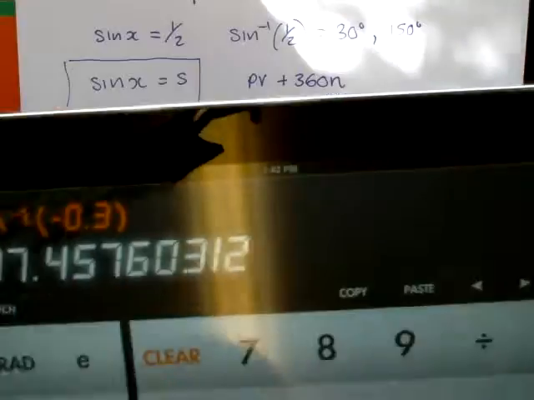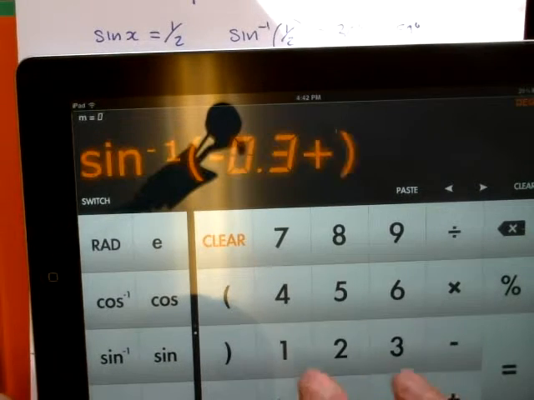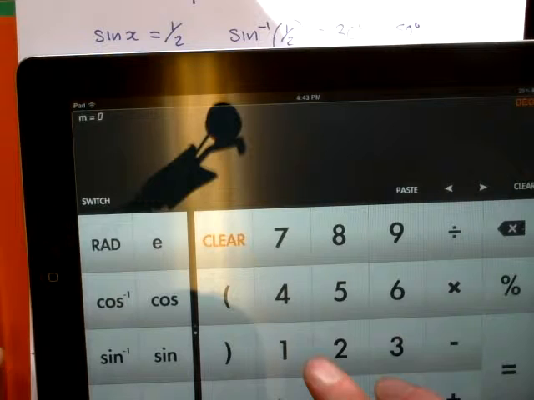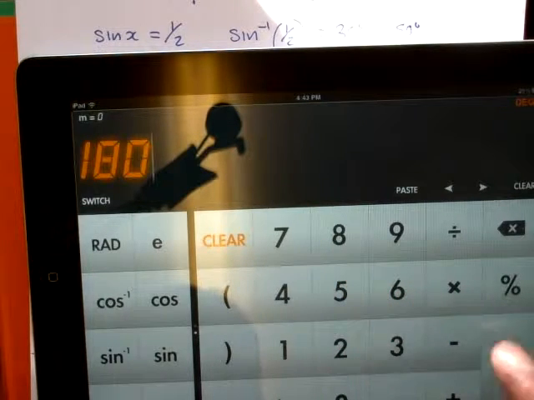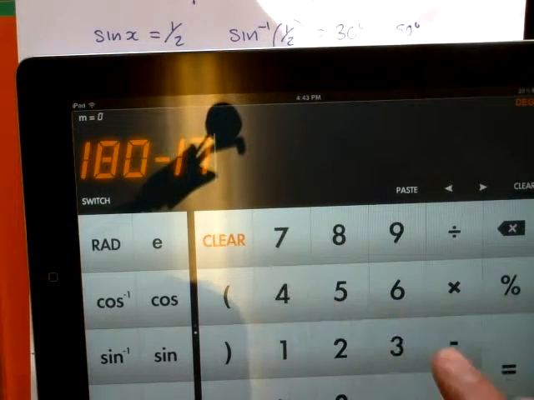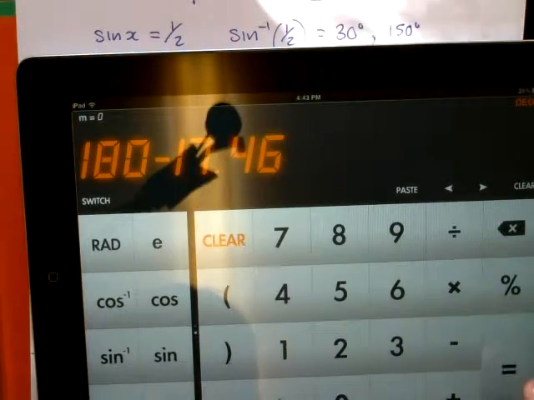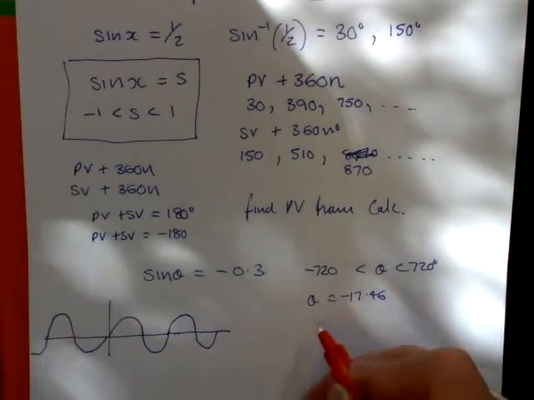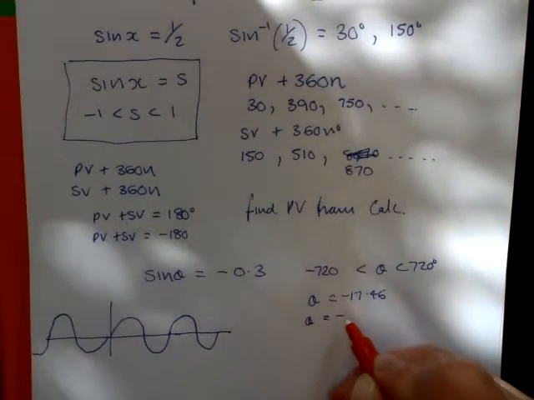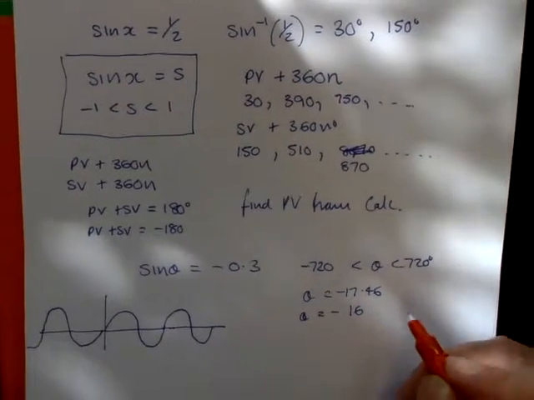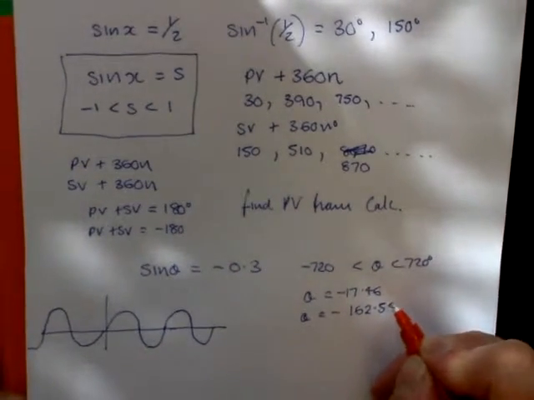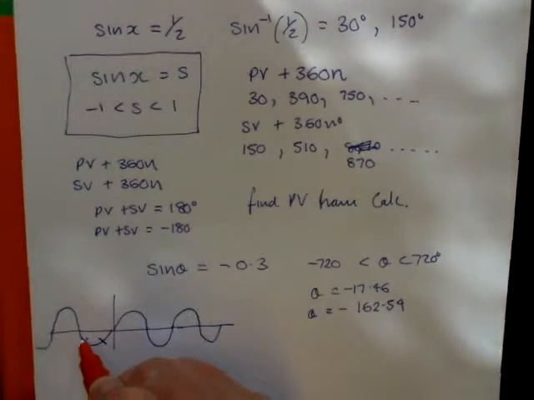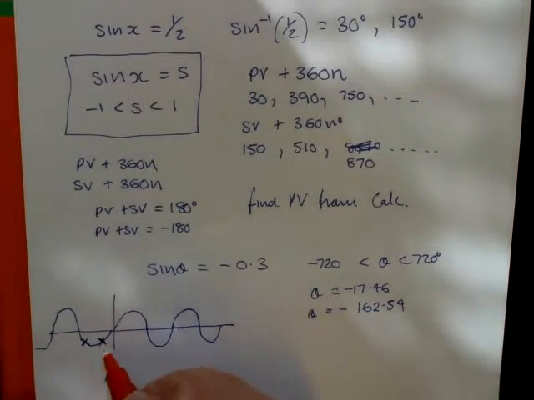Now if I add that to 180, actually that's not going to work, is it? That's just to 180 minus 17.46. That'll do it. 162.54. So it will be negative, equal to minus 162.54. So what we found is the angle there and the angle here.